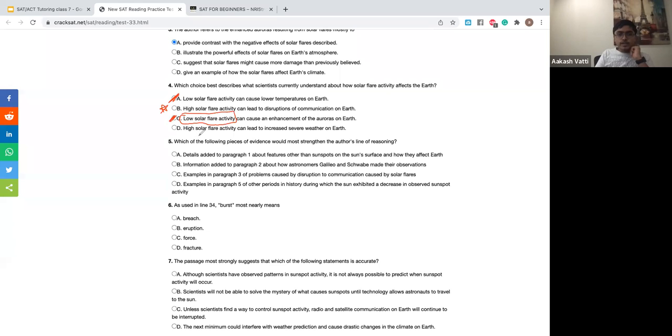And D, high solar flare activity can lead to increased severe weather on Earth. It's like A, but backwards, and we already established that solar flares don't affect the weather. Therefore, B is our only answer.